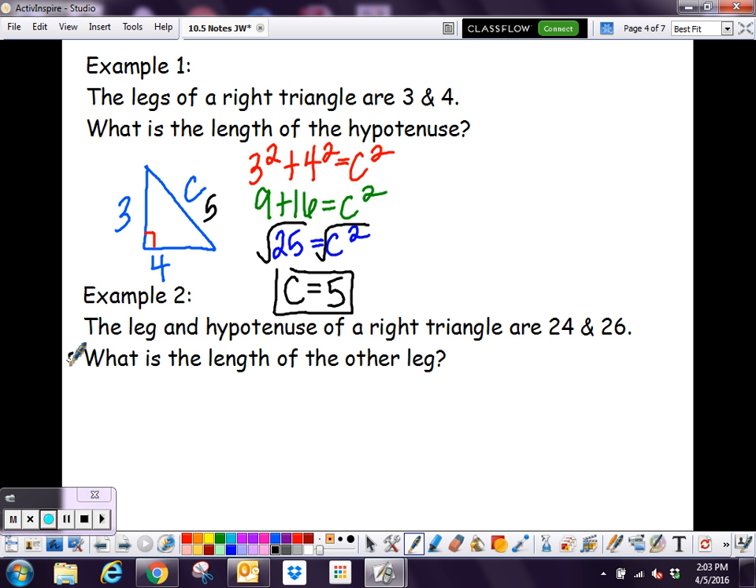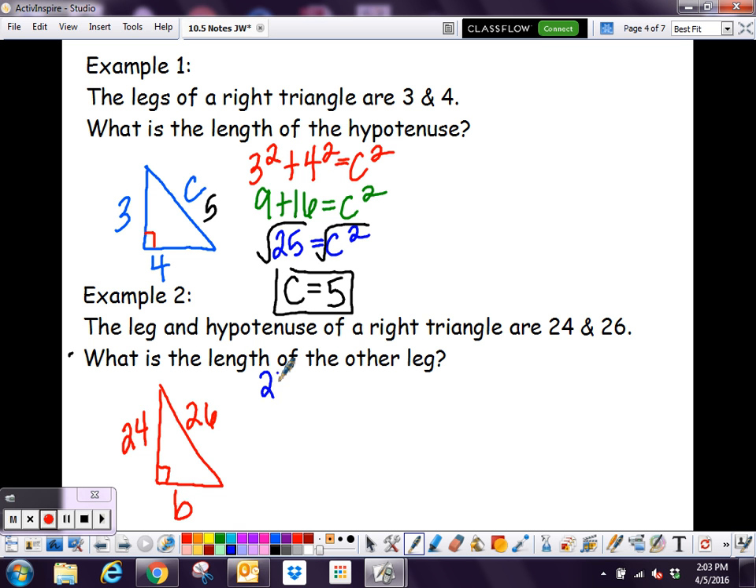Number 2, the leg and hypotenuse of a right triangle are 24 and 26. What is the length of the other leg? All right, here we go. So we've got this triangle. It's telling us that the leg and hypotenuse of a right triangle are 24 and 26. So a leg is 24 and the hypotenuse is 26. Make sure you get that in the right spot. And it's this other side that we are looking for. So I'm just going to call that B.